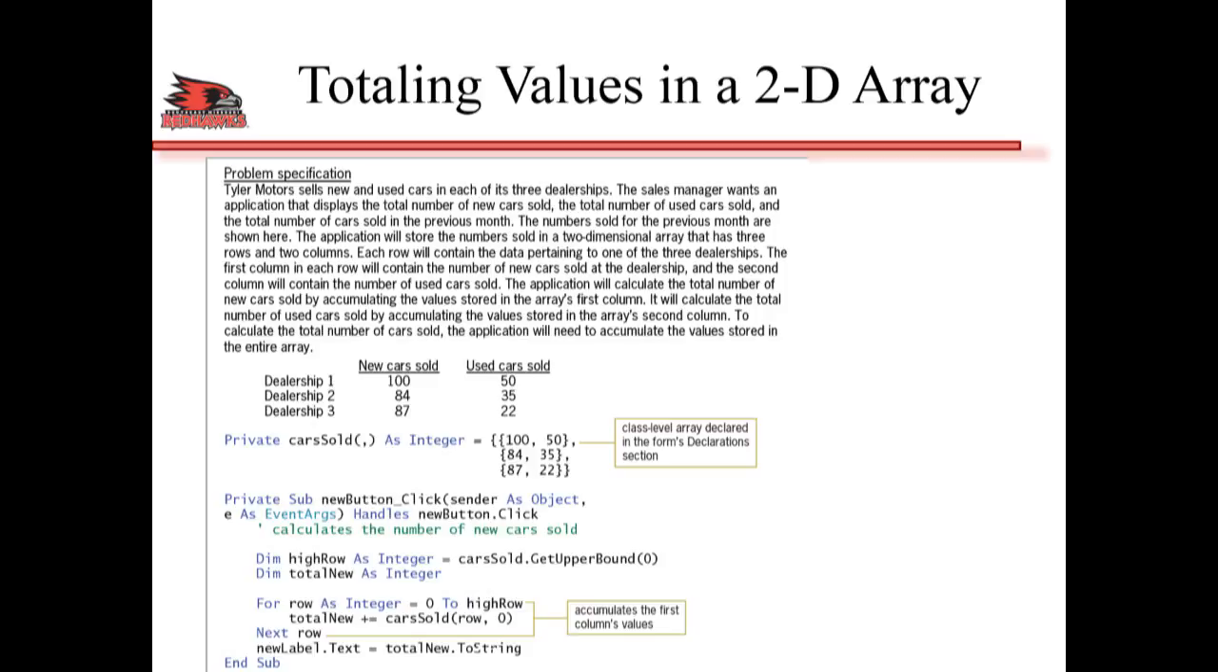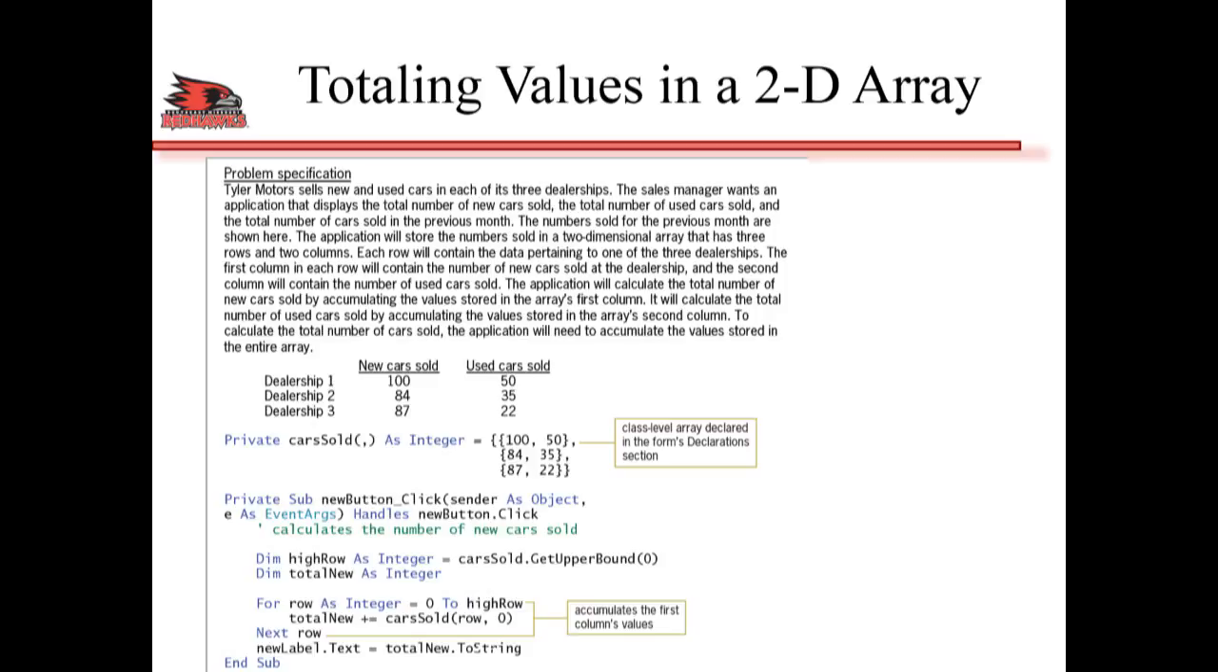So in this example, what we're doing is that we are getting an array of information about new cars and used cars sold from three different dealerships. And what we have to do is display the total number of new cars sold, the total number of used cars sold, and the total number of cars sold, new and used together.